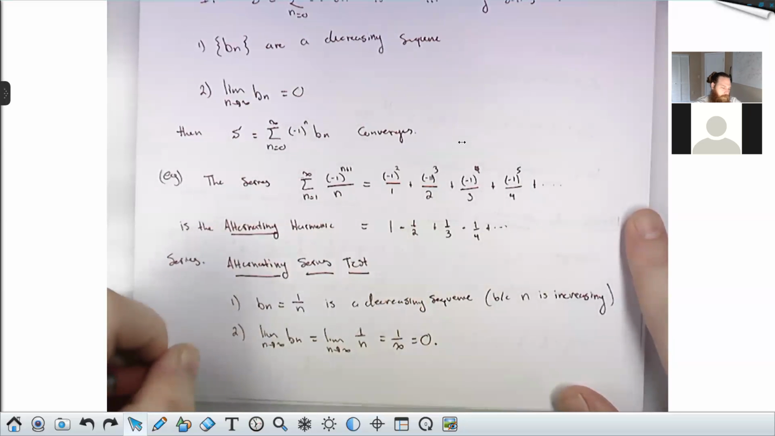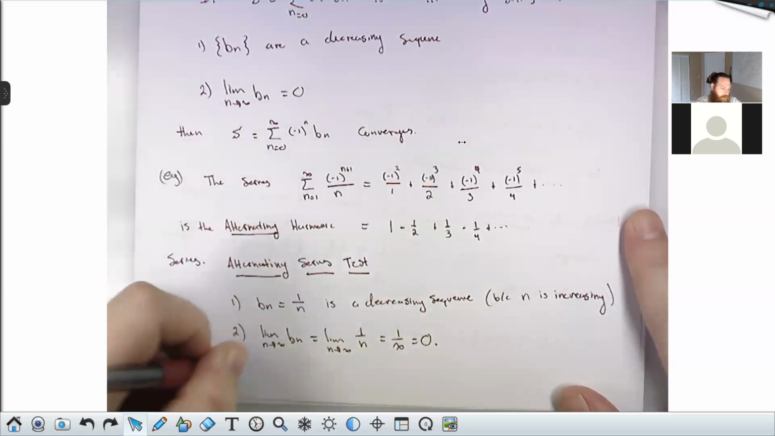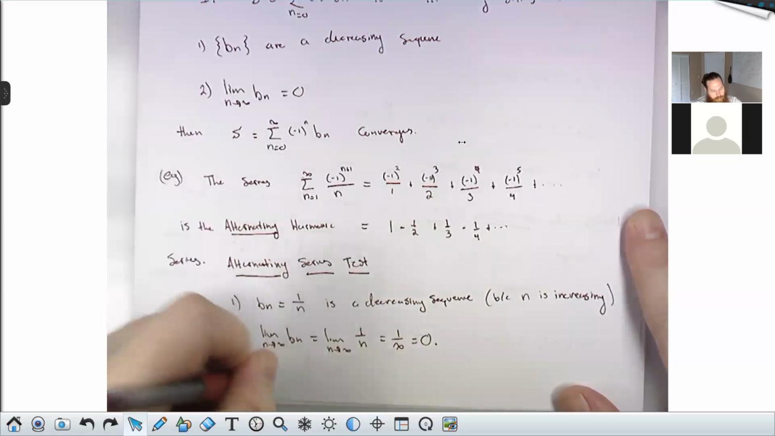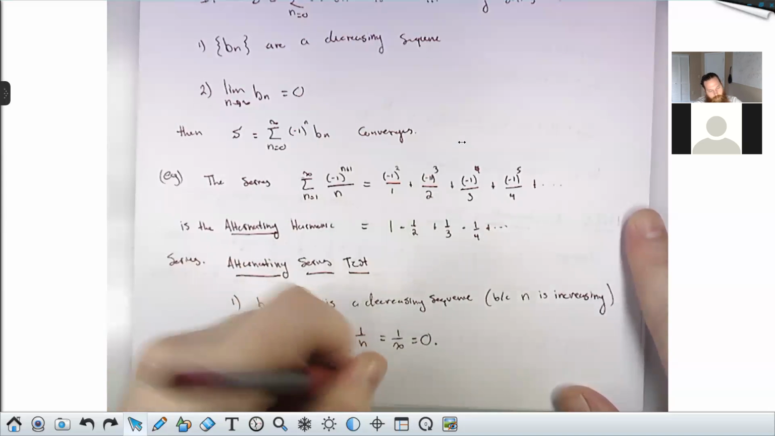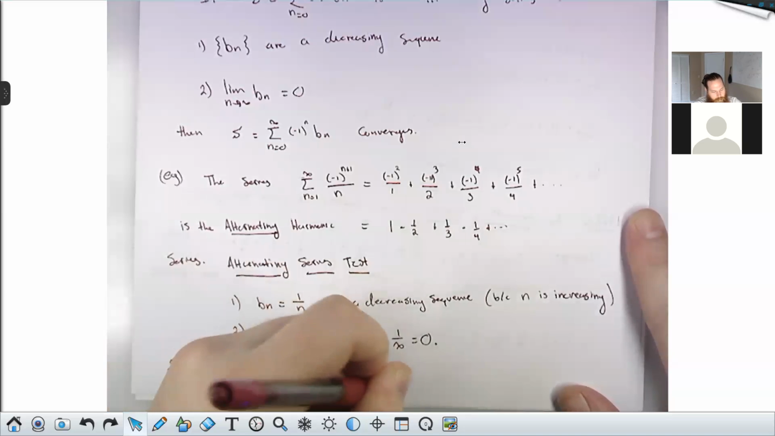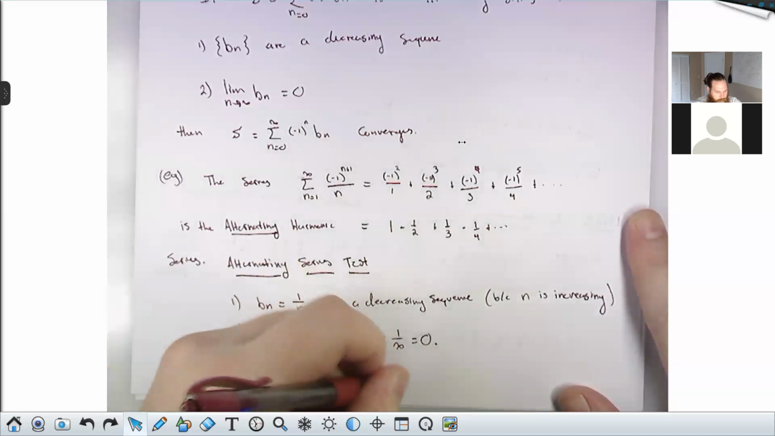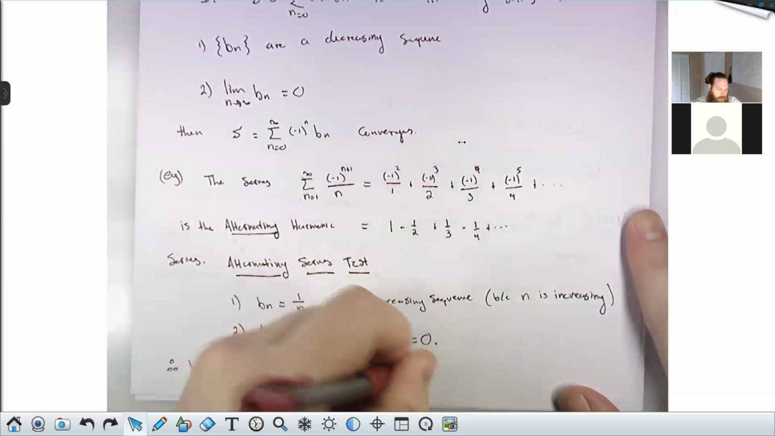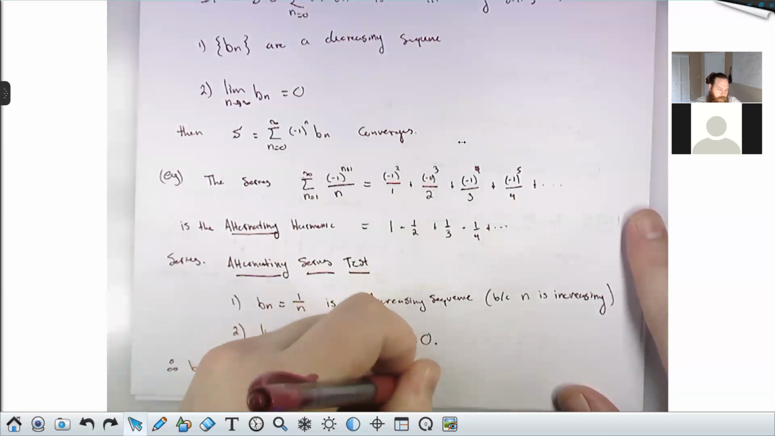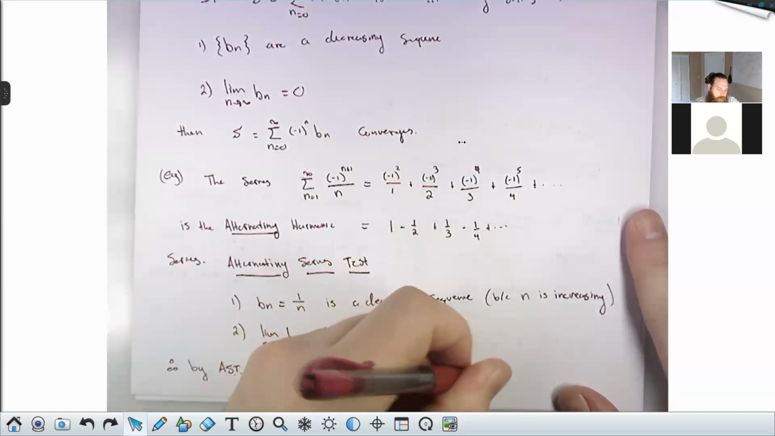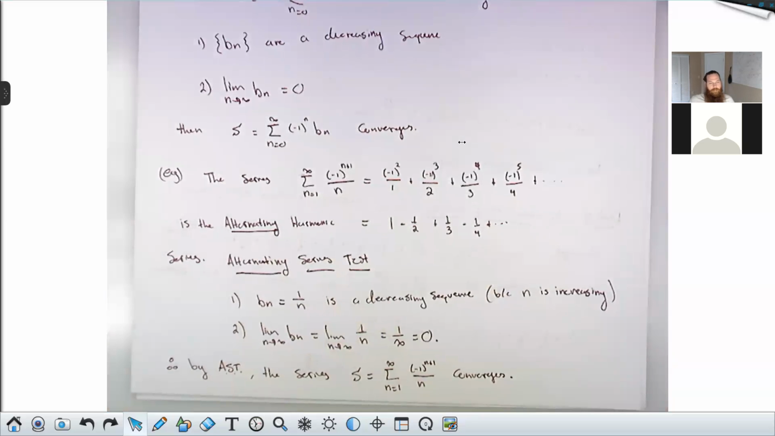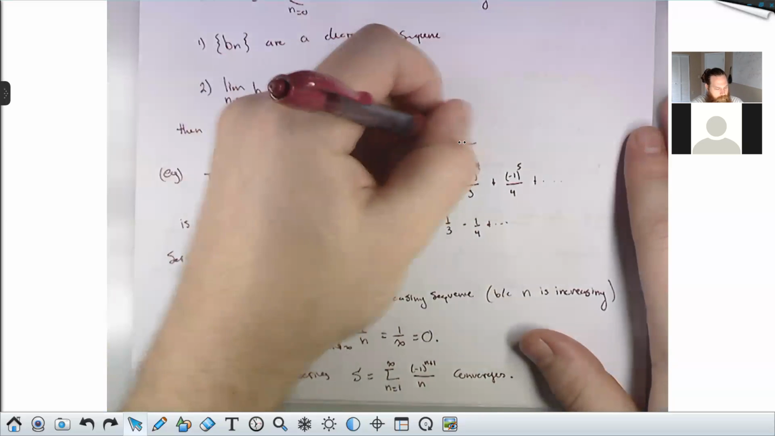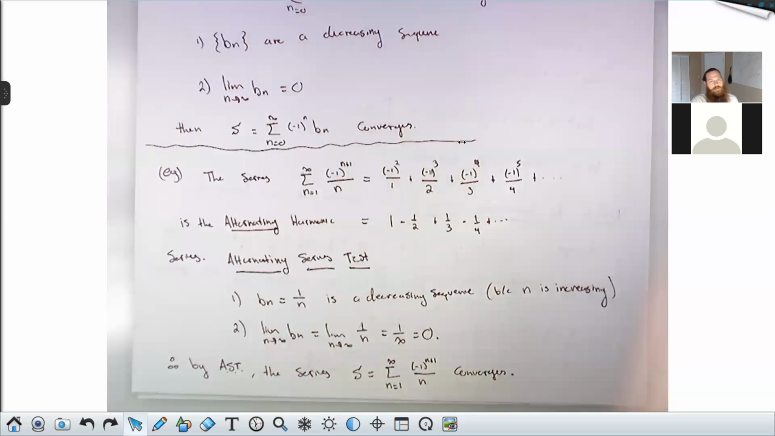Therefore, by the alternating series test, which I'll abbreviate AST, the series, we should write out what the series is so our reader knows what we're referring back to, the sum from n equals 1 to infinity of (-1)^(n+1) over n converges. Right, so that's it. That's how easy the alternating series test is to use.